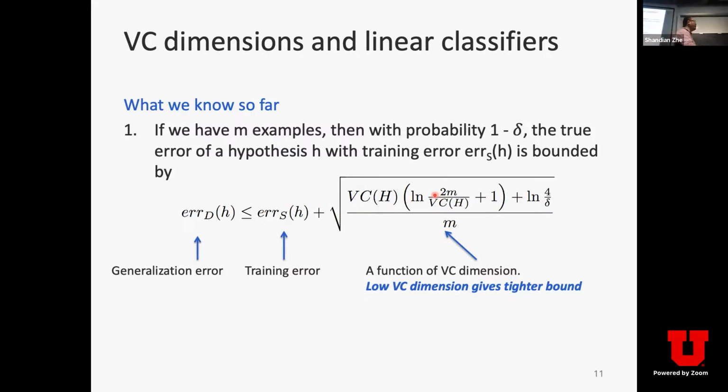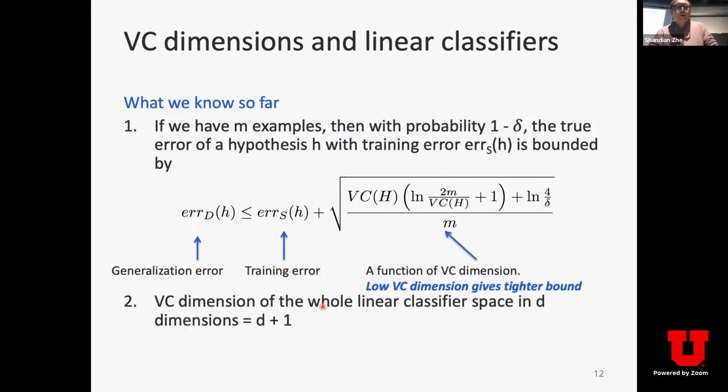But now, if we want to train a linear classifier, there's a problem. The VC dimension of the whole linear classifier space is already known and fixed: it's d plus 1, where d is the number of features, or the input dimension. Then how can we tighten the bound? There seems to be no choice. We cannot tighten the bound, because you just search over the entire linear classifier space. The VC dimension is there, and the bound is there.